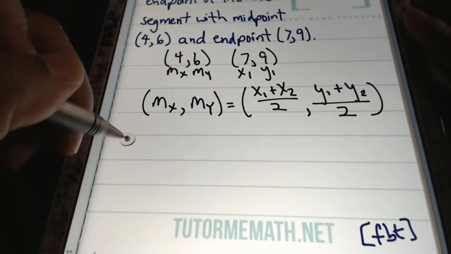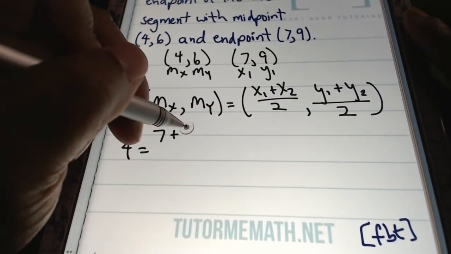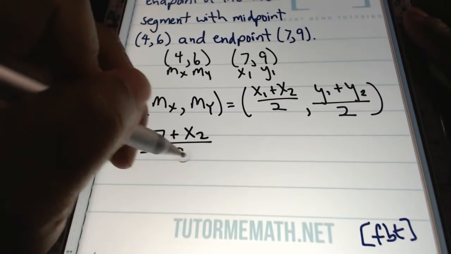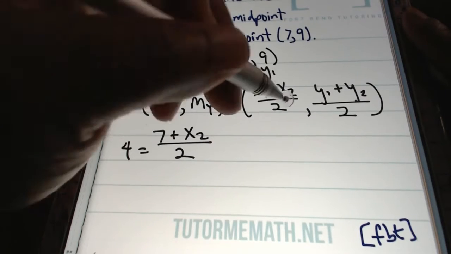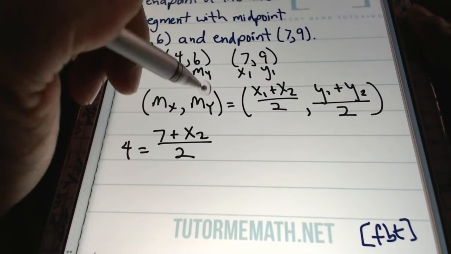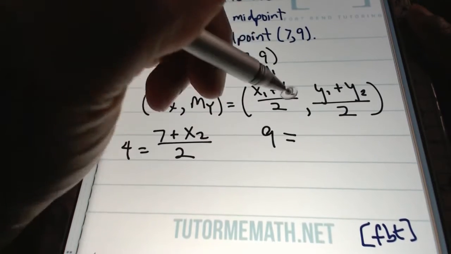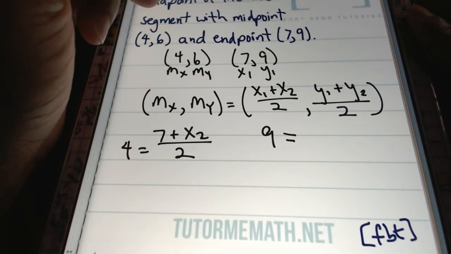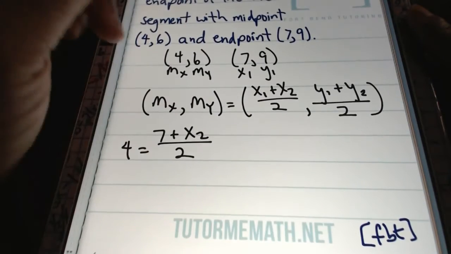We'll say that we have 4 equivalent to 7 plus x2 divided by 2. And then we can use this formula and solve for the x value of that second endpoint. And then the other equation, we would say that we have our y value of the midpoint, which in this case is 9, and that'll be equivalent to our y value. Hold on. That's not right. The y value of the midpoint is 6.